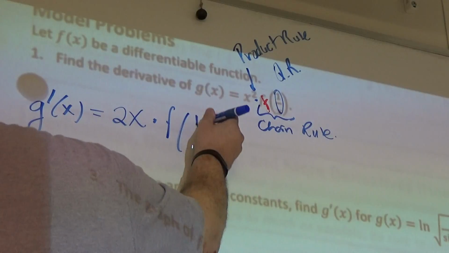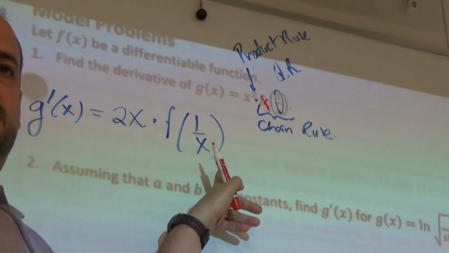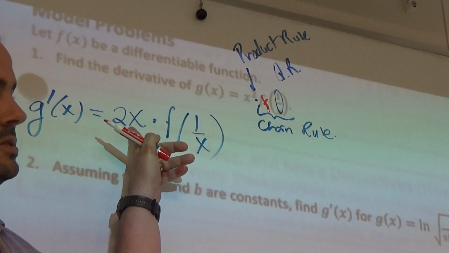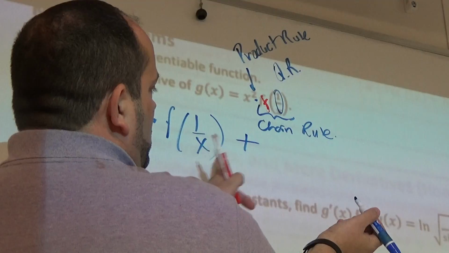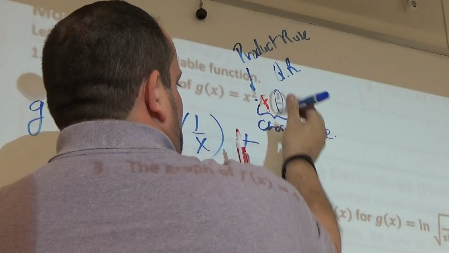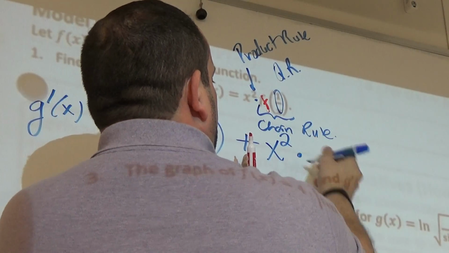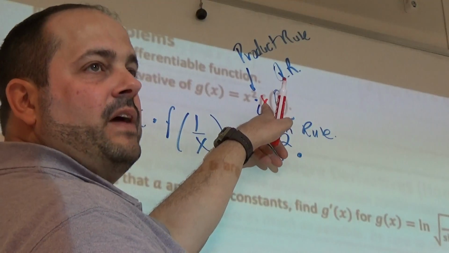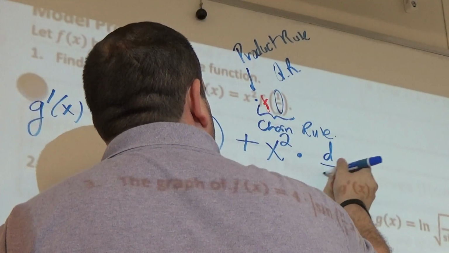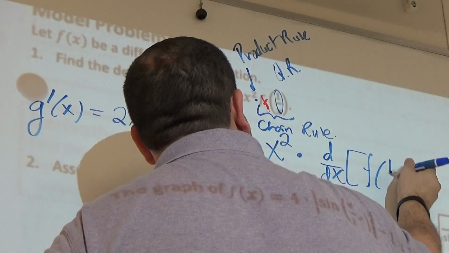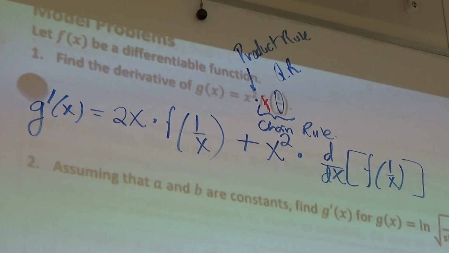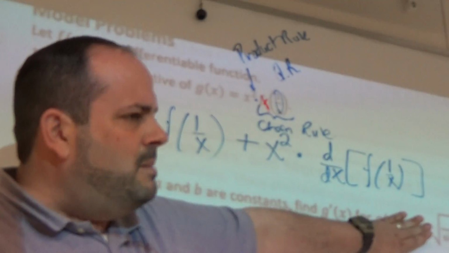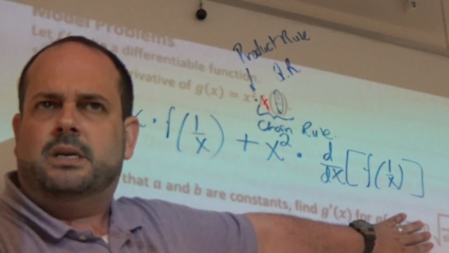But I'm going to leave the f of 1 over x alone, because the product rule says derivative of the first times the second, plus the next part. Leave the first alone and take the derivative of the second, and then multiply by the derivative of f of 1 over x. This is where I might use my new notation, saying I know I'm going to have to take the derivative of f of 1 over x. I'm not actually finding it right now. I'm just flagging it and saying I'm going to come back and do that in a bit. Is that making sense?